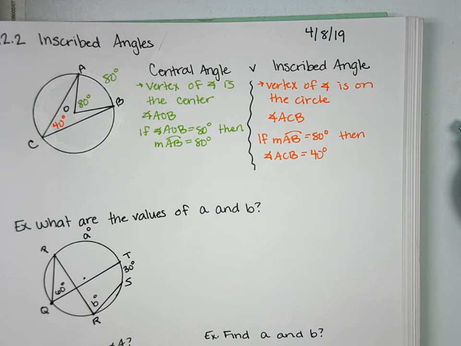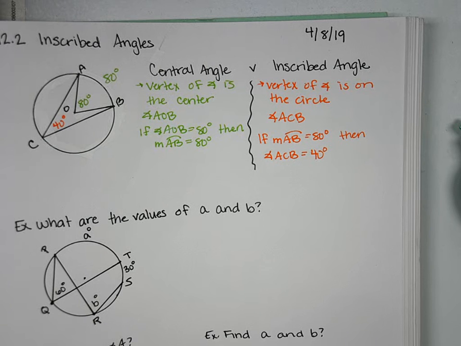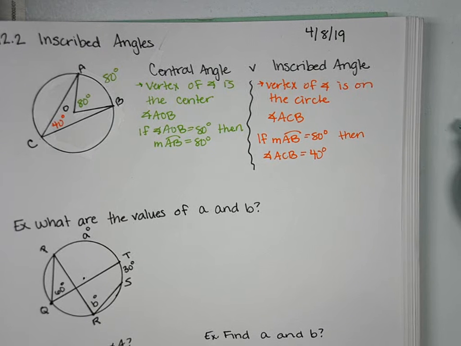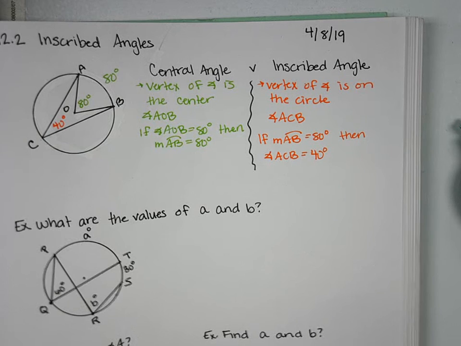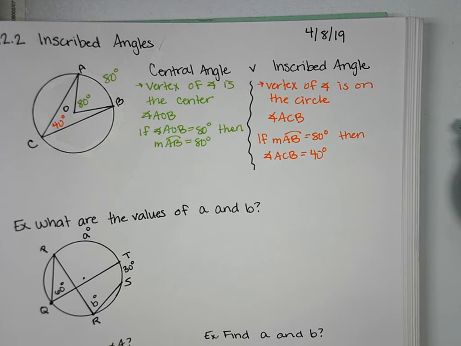So the main differences: inscribed is half of the arc, and the vertex is on the circle. Central, on the center for your vertex, equal to your arc. Okay? So what we're going to be looking at today are different kinds of angles, and you're going to have these two mixed together within a problem to where you might have to use a central angle to help you find an inscribed angle. Okay?